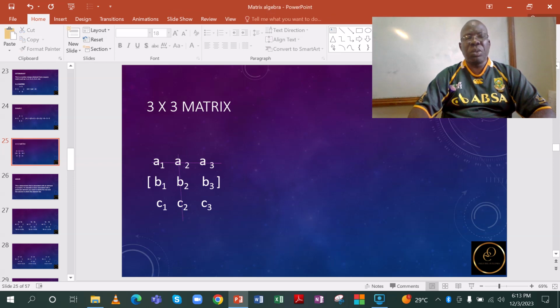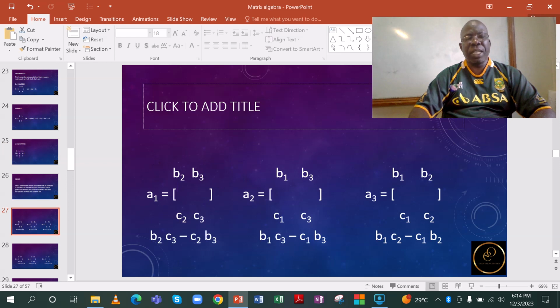Okay, so now what we do in this particular case, we look at the elements that are off these drawn lines. There's B1, B3, C1, C3. So that is what is associated with the element A2. So the minor for A2 will be B1, B3, C1, C3. That is the matrix, the minor for A2. So we have in this particular card A2, B1, B3, C1, C3.